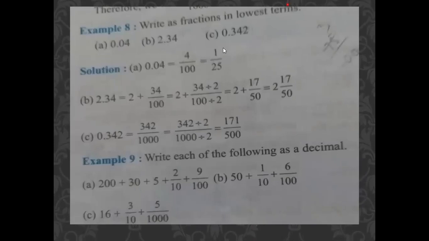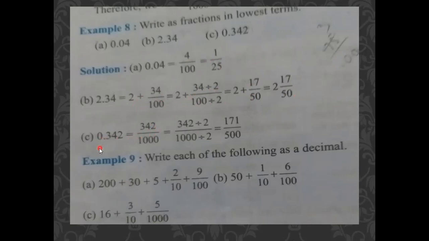Yes, next one. Write as a fraction in lowest terms. See here 0.04, 2.34 and 0.342. So these you have to write in lowest terms. How can we write 0.04? That means 4 by 100. So 4 by 100 means 1 by 25. Next 2.34, that is 2 plus 34 by 100. So that means 2 plus 34 divided by 2 over 100 divided by 2. So that means 2 plus 17 by 50. 2 17 by 50. This is a mixed fraction.